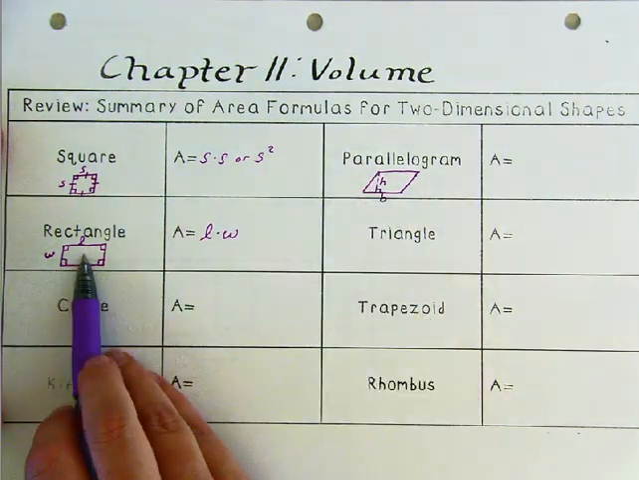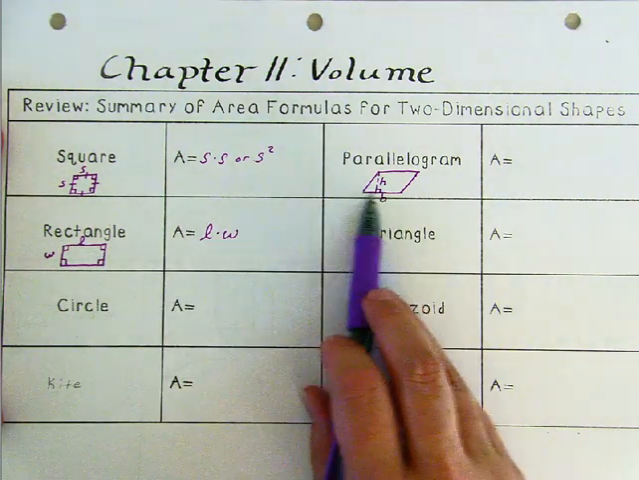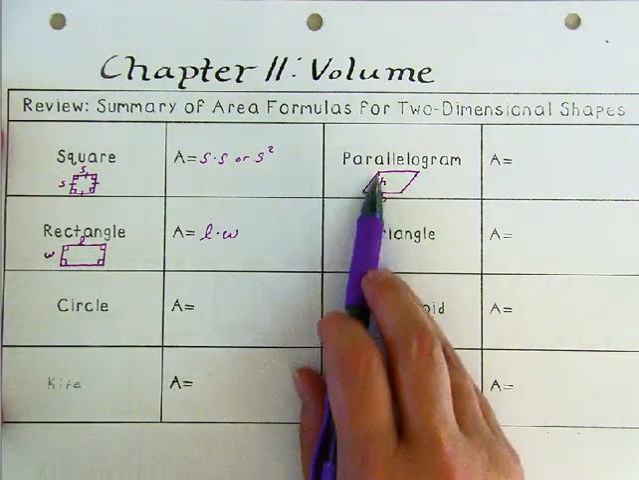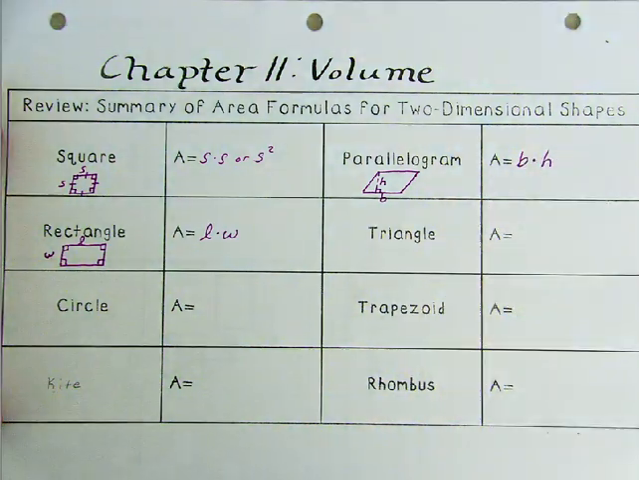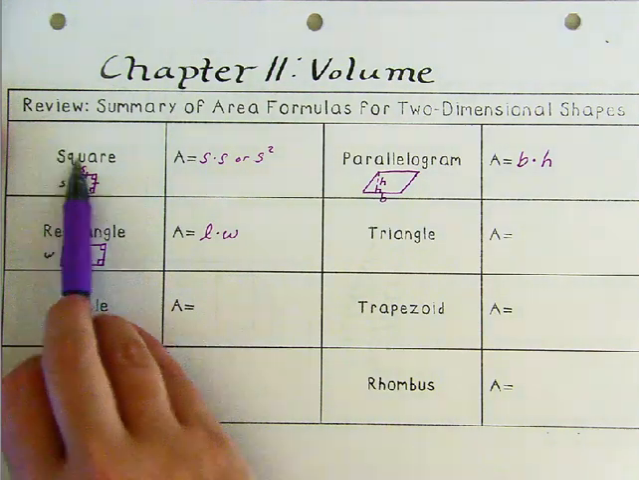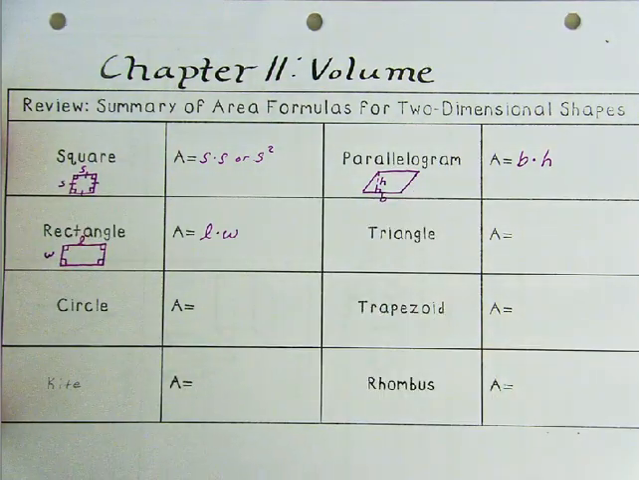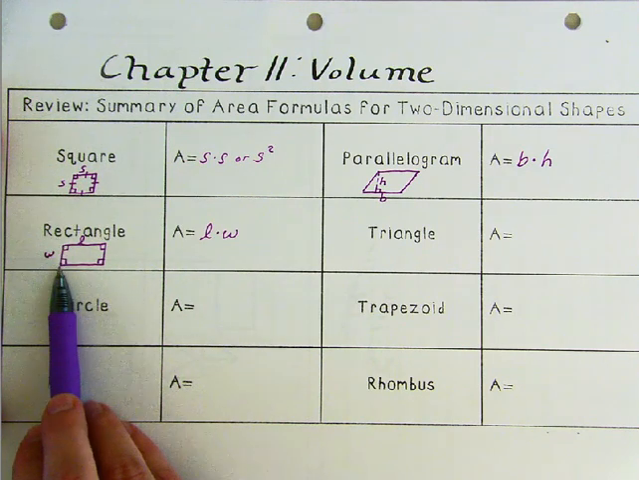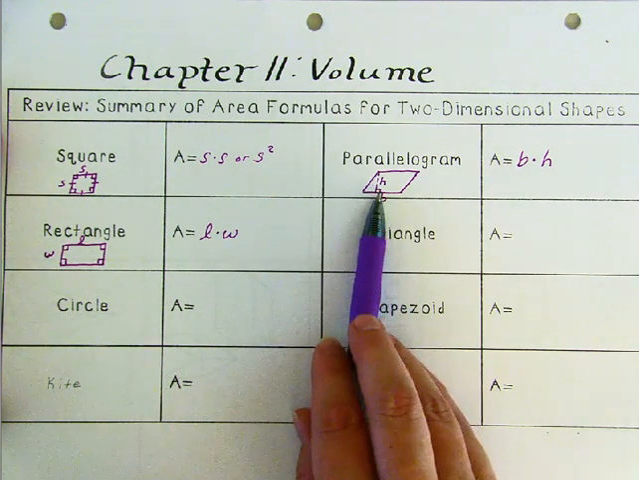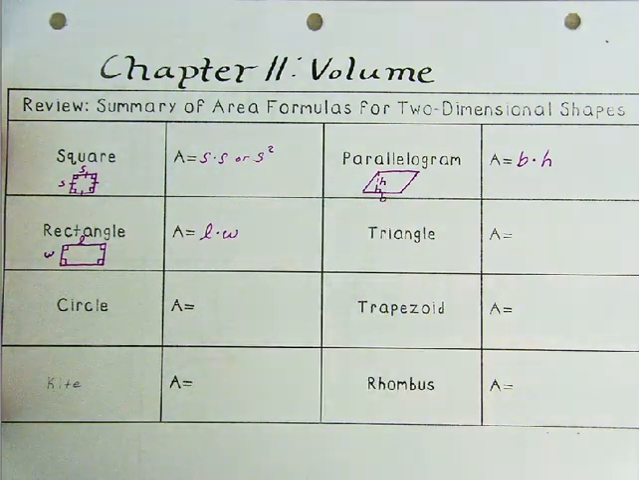Same thing as we did here with our rectangle. We're going to take the base times the height. Okay, they just have different letters. And again, these will all work for each other. You just have to understand length and width have to be perpendicular to each other. So that's why we used the terms base and height here.